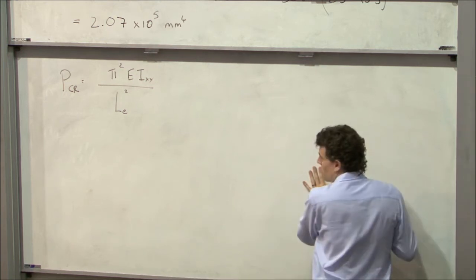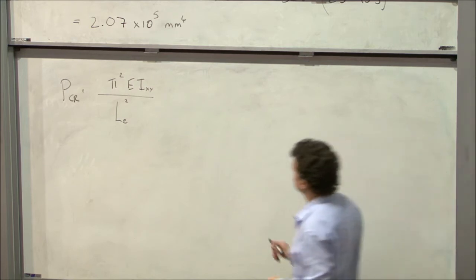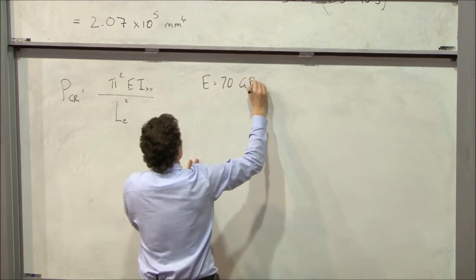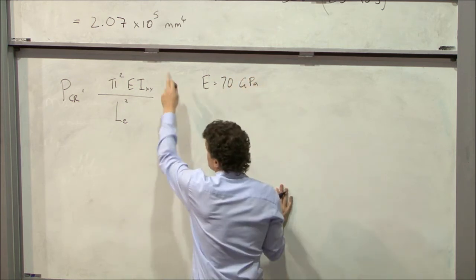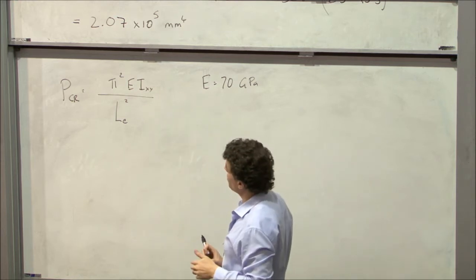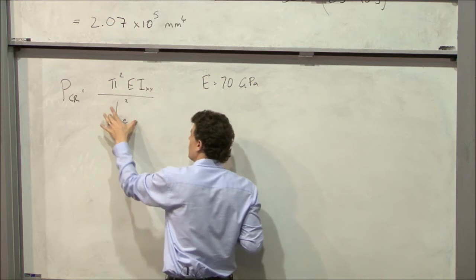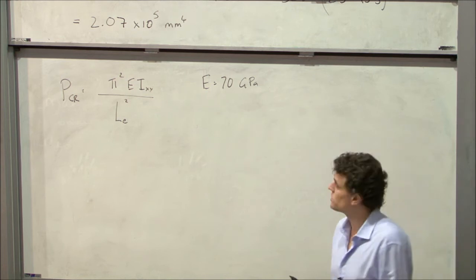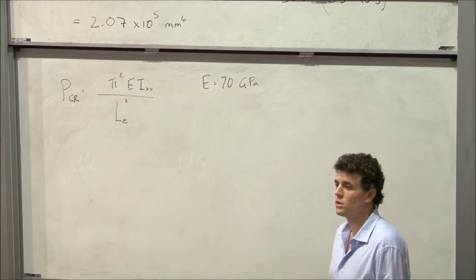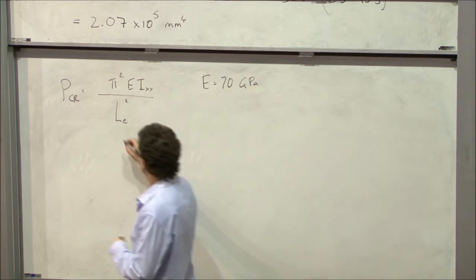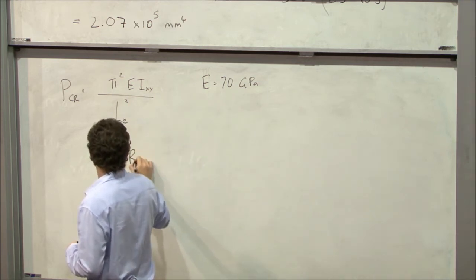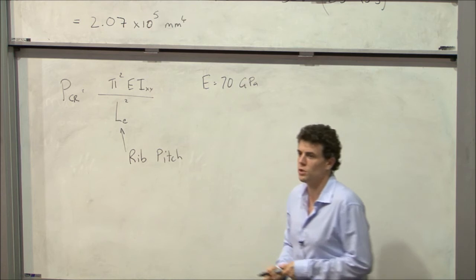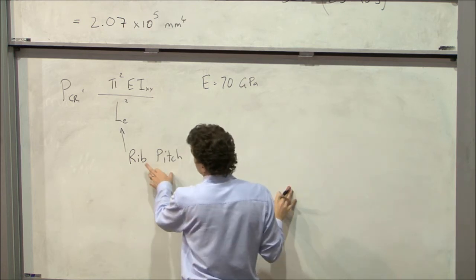So let's have a look at this and see what we need. Well, firstly, we need to know what the column's made from, but our standard assumption is that we're using aluminium. So 70 gigapascals. Our IXX we just calculated. And so the bit here that's important is the length. Now, what defines the length in a structure of this stiffener? Yeah, the distance between the ribs. So we call this the rib pitch. When I use pitch, I mean the spacing between a repeating unit. So the pitch of the ribs determines this length.